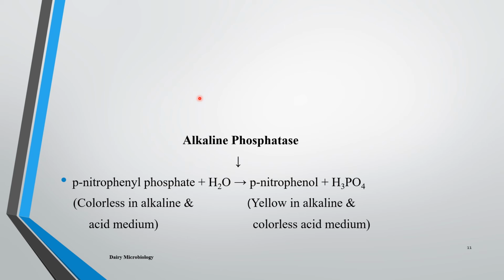So alkaline phosphatase enzyme acts on the substrate para-nitrophenyl phosphate. This substrate is colorless in alkaline as well as in acidic medium. Enzyme converts this substrate into the product that is para-nitrophenol plus H3PO4. This para-nitrophenol is colorless in acid medium while yellow in alkaline medium.